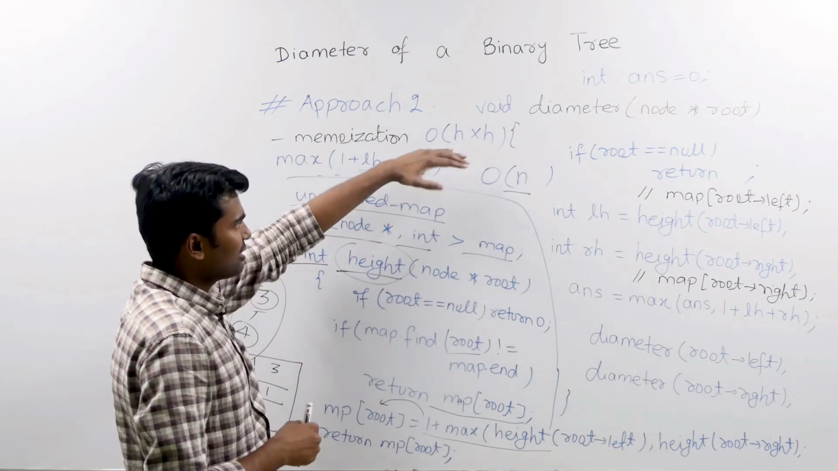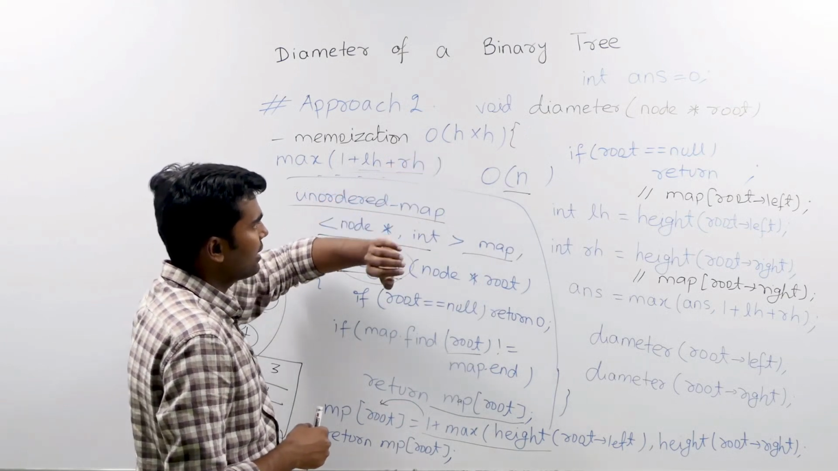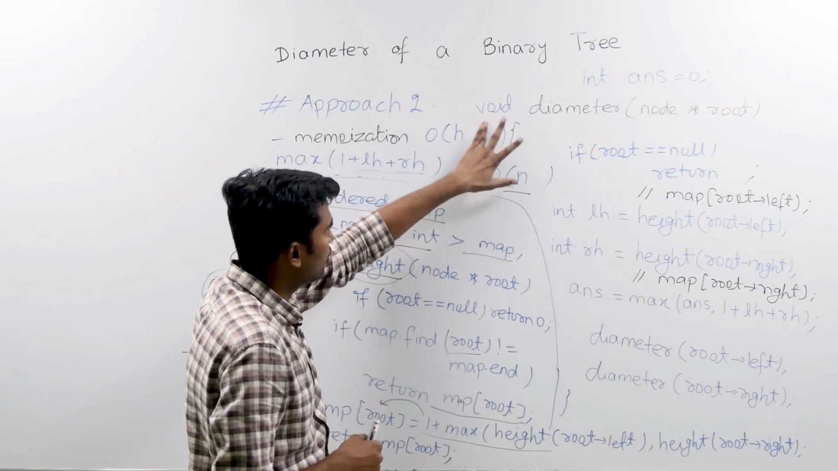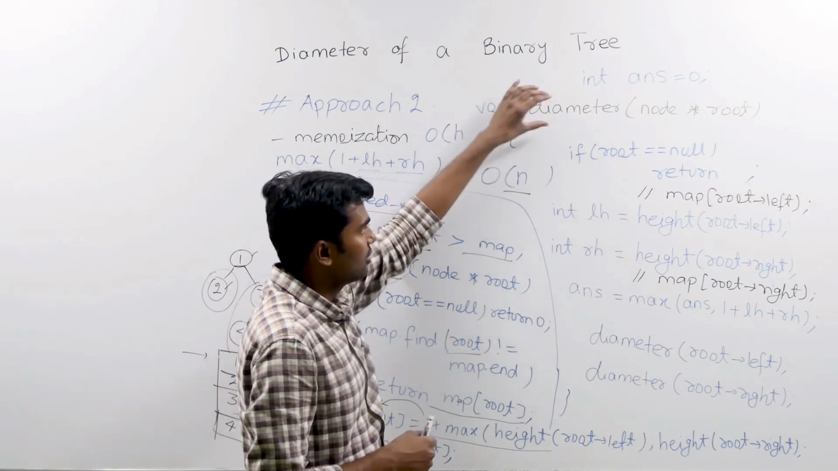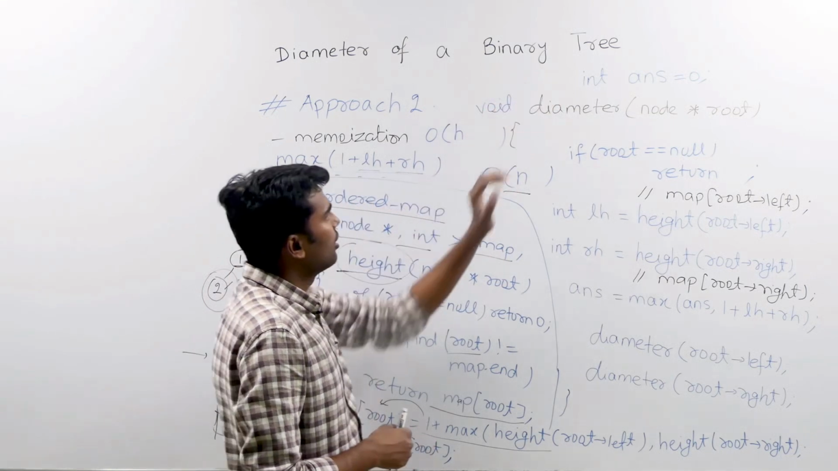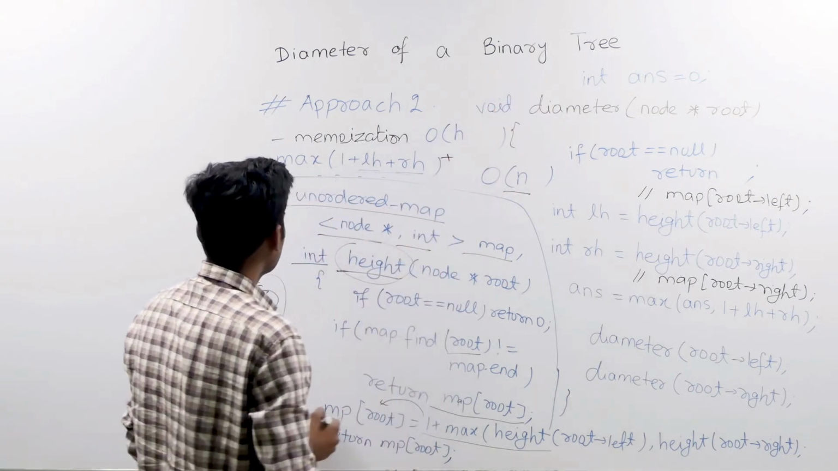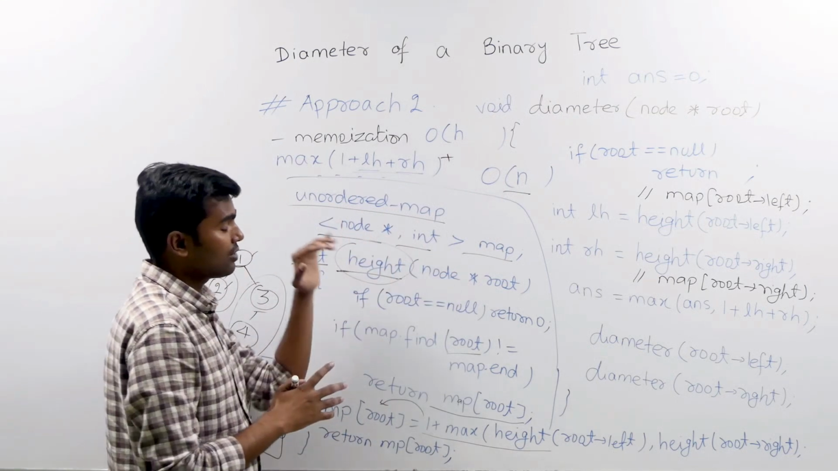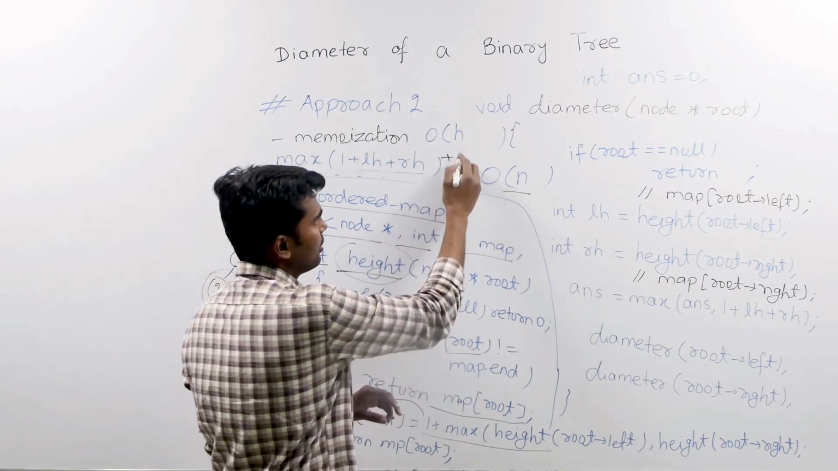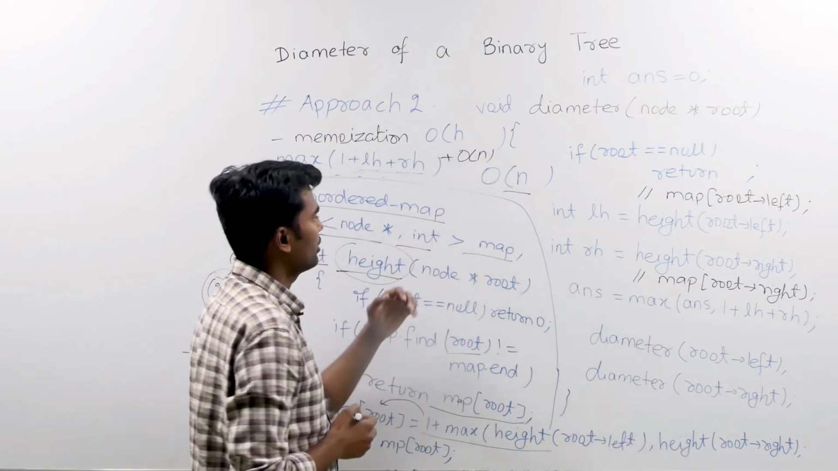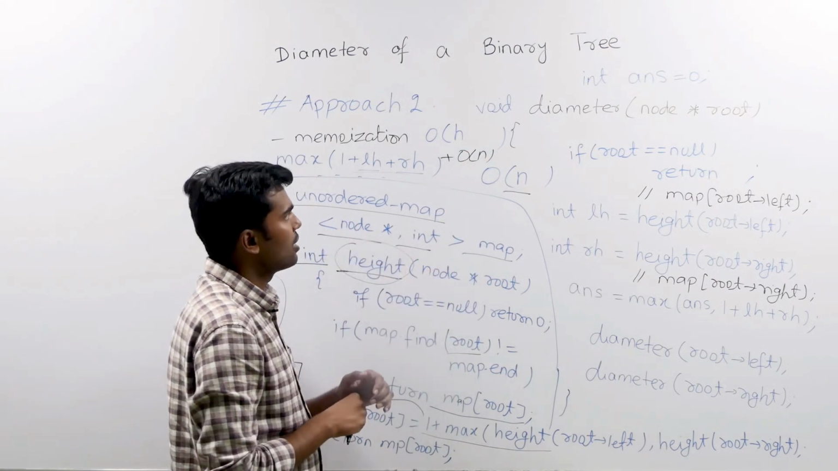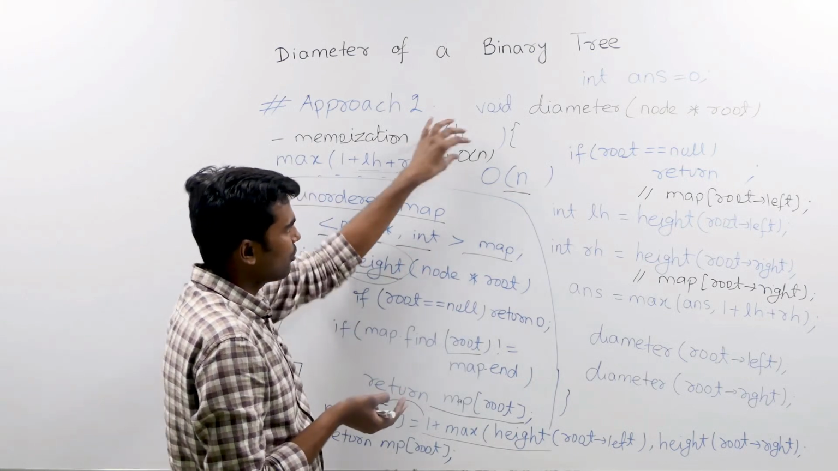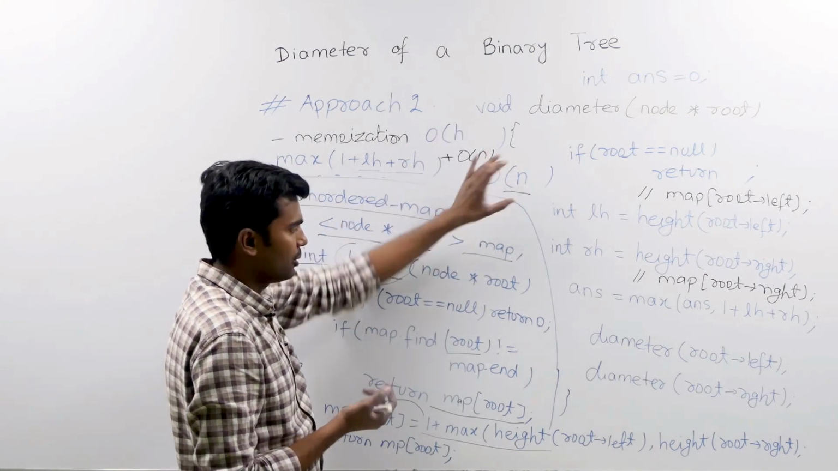If you talk about the space complexity, it will be big O of h for this recursive diameter function, plus we are using this hash map to store the height of every node. It will take big O of n space, right? Because we are using the hash map. So the space is simply big O of n, and the time is again big O of n.